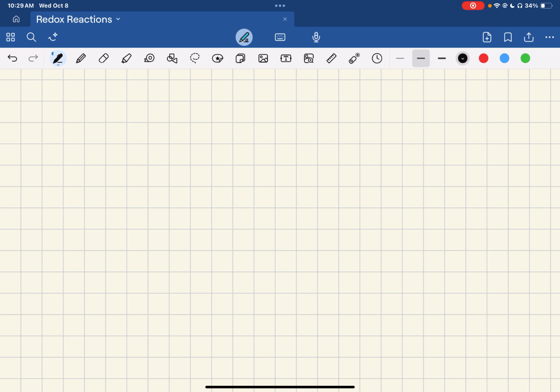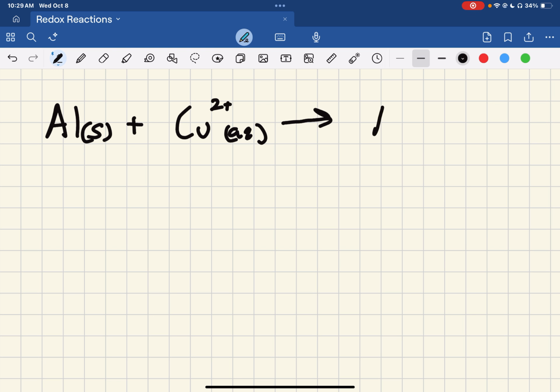All right. So here's our reaction. We have aluminum. This is solid aluminum, by the way, so I'm going to put a little S right there to let you guys know it's solid. We have some copper ions. Because they're ions, our assumption is that it's aqueous, little AQ. And it's going to react and produce aluminum ions. You can tell this is probably some kind of single displacement reaction. 3 plus, and this is going to be aqueous as well.